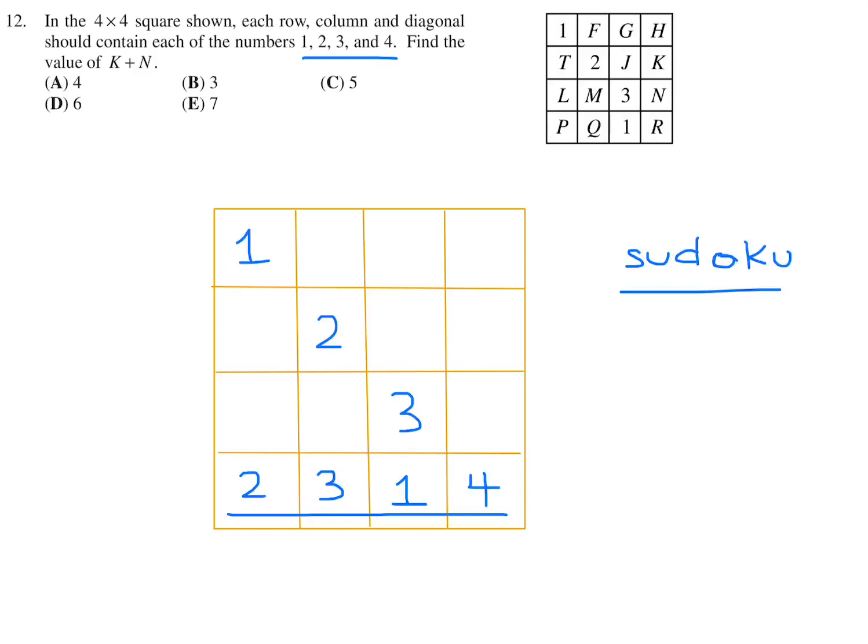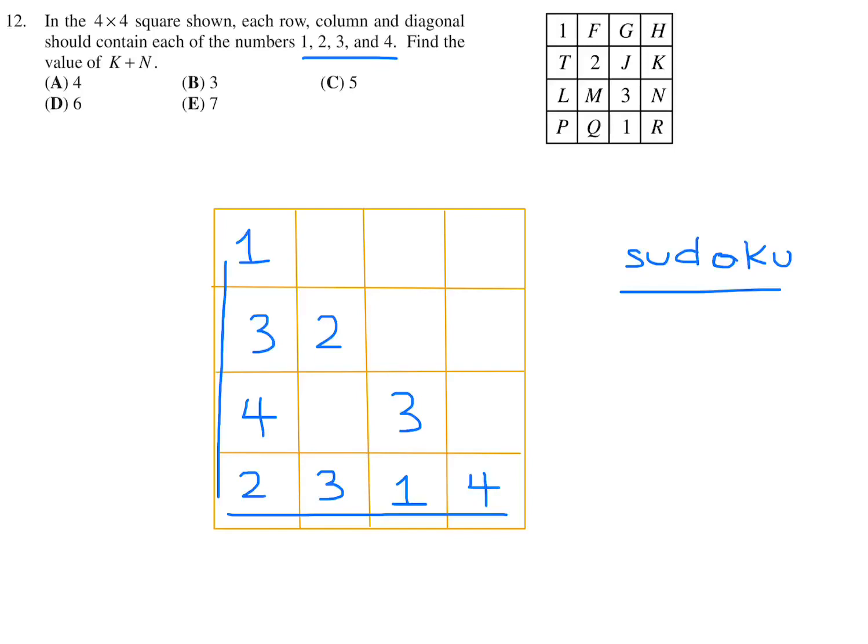So now let's look at this column. We have a 1 and a 2 already. We need a 3 and a 4. I can't put a 3 here because there's a 3 there. And 3s are not allowed more than once, right? Or any number is not allowed more than once in the same row or column. So the 3 has to go here. And therefore, the 4 goes there.